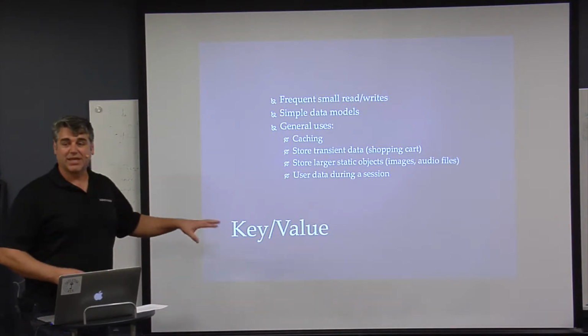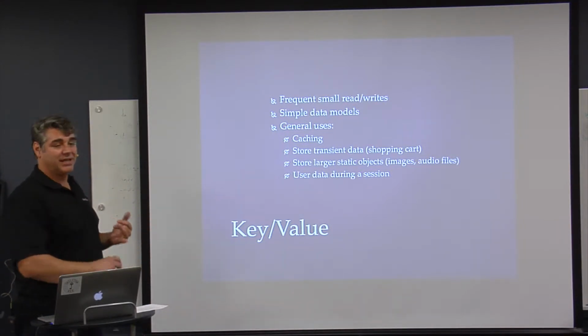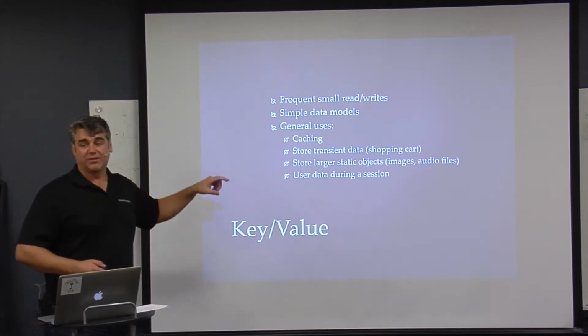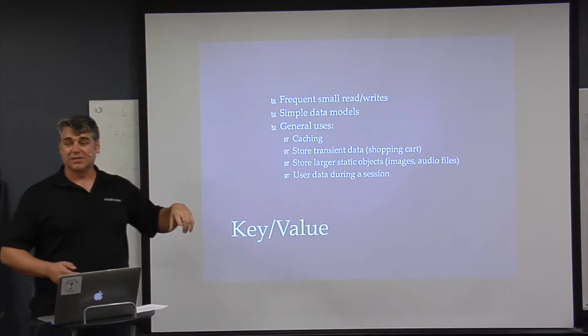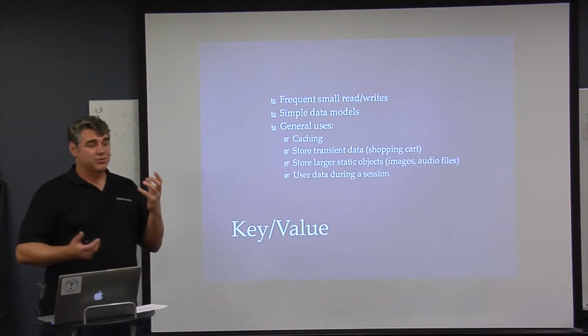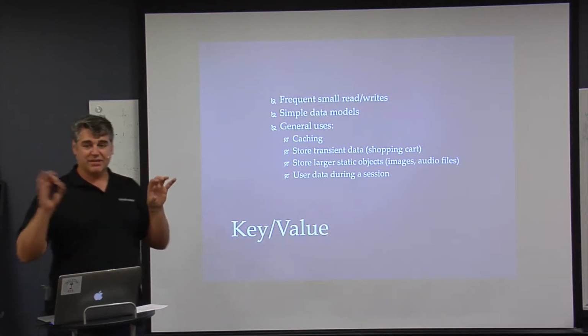So this is the key-value pair. This is basically like your memcached. Great for frequent small reads and writes, simple data models. A key-value pair is simply that. You don't want to store much more in it than: this is my key, this is my value.